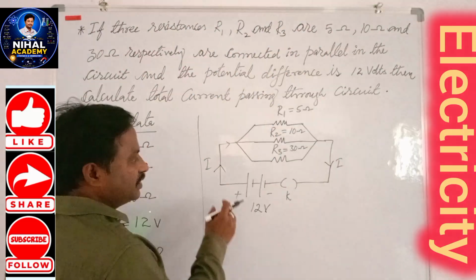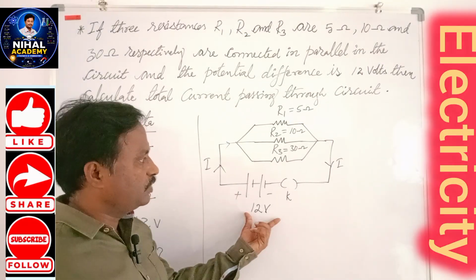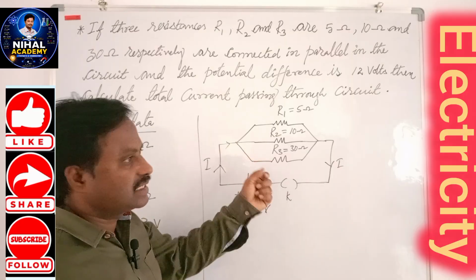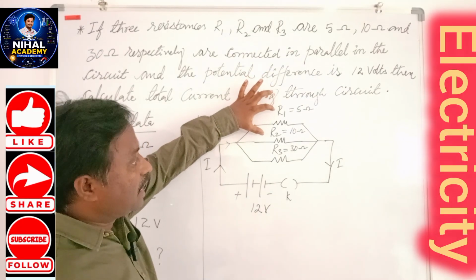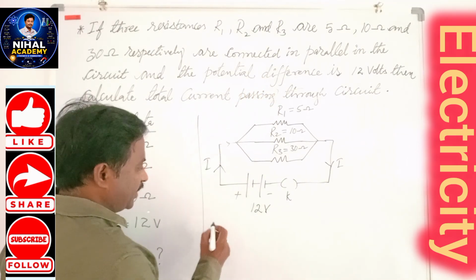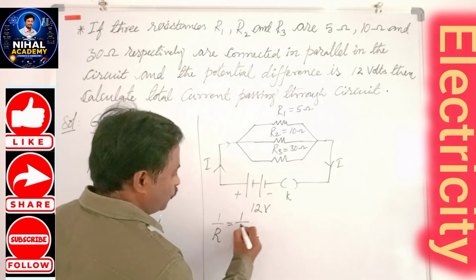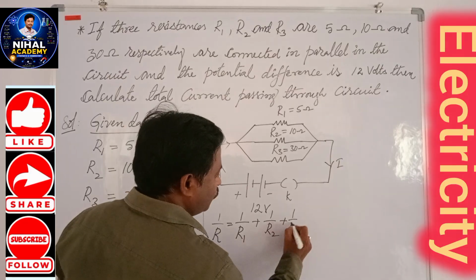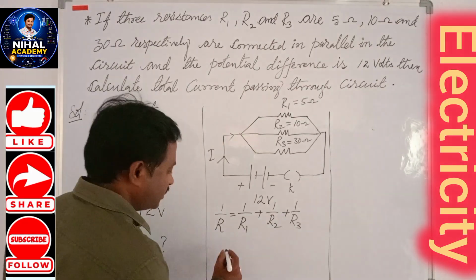So to calculate the current passing through the circuit, as per Ohm's law, V is equal to IR. So I is equal to V by R. V we know that, but R we have to calculate. That is resultant resistance. So in the parallel connection, resultant resistance: 1 by R is equal to 1 by R1 plus 1 by R2 plus 1 by R3. Now we will substitute the R1, R2, R3 values here.